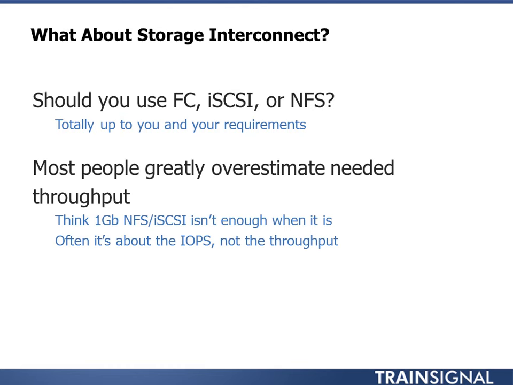Most people greatly overestimate needed throughput. I believe this is true. I talk to customers all the time that think I'm crazy when I recommend multiple 1 gig NFS or iSCSI connections. But what they forget is, more often than not, probably about 95% of the time, storage cares more about IOPS than throughput. There are a few corner cases where throughput actually matters, but often it's all about the IOPS. What can those back-end disks do, not how much data I can throw across that cable at one time.